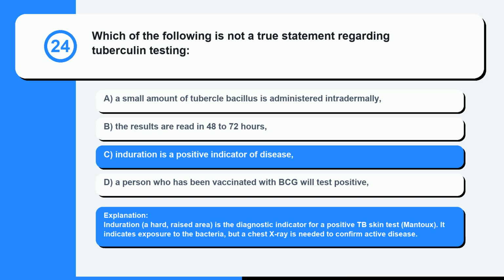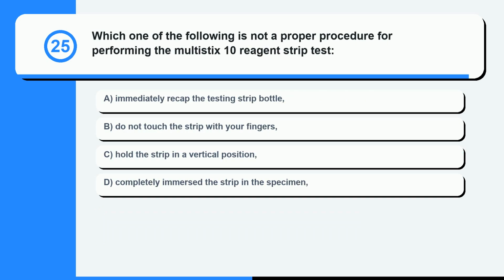Question 24. Which of the following is not a true statement regarding tuberculin testing? A. A small amount of tubercle bacillus is administered intradermally. B. The results are read in 48 to 72 hours. C. Induration is a positive indicator of disease. Or D. A person who has been vaccinated with BCG will test positive.